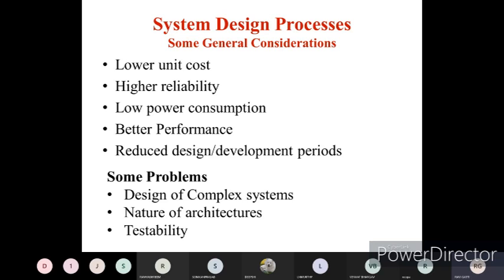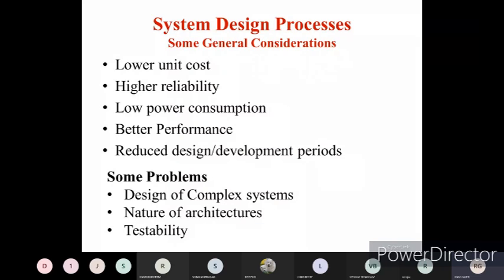When you want to take all these considerations into account, or come up with a better system performance or a better system design, some problems always occur. What are those problems? The first one is if the design is very complex in nature. If the design is very complex, then the considerations necessary for the system increase.